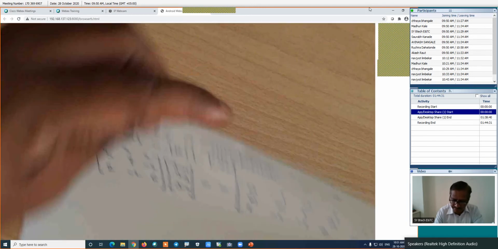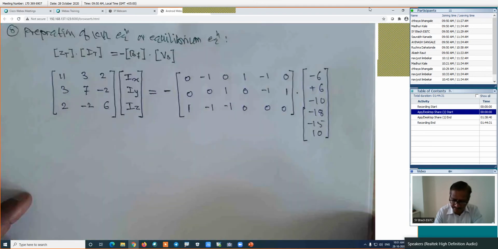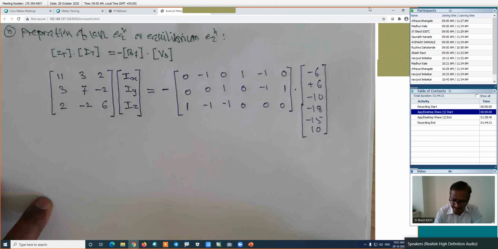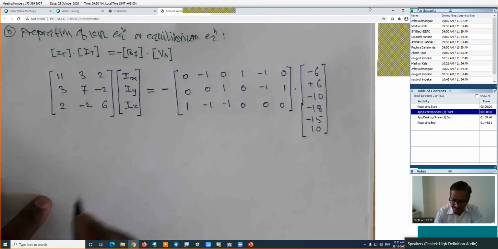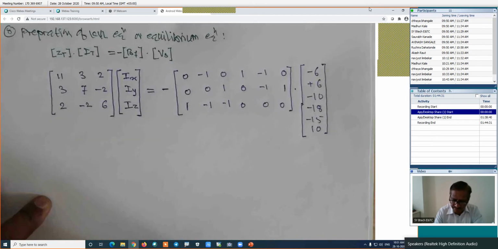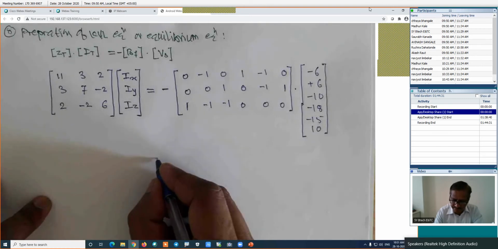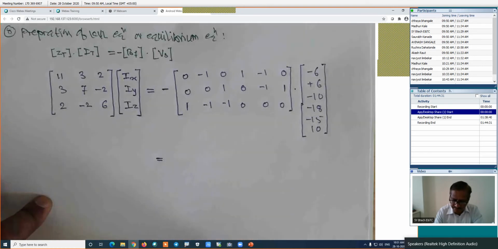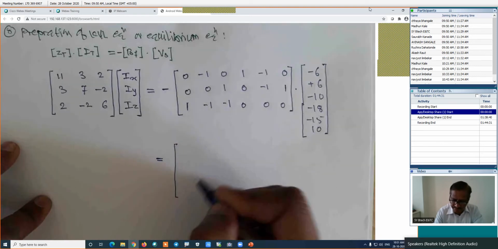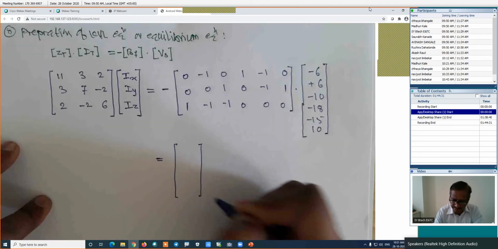Now look at what we have prepared. We have prepared this equation. Now we will find out the multiplication of these two matrices. This thing as it is. Is it right? I will find out its multiplication, and it will be something like this.